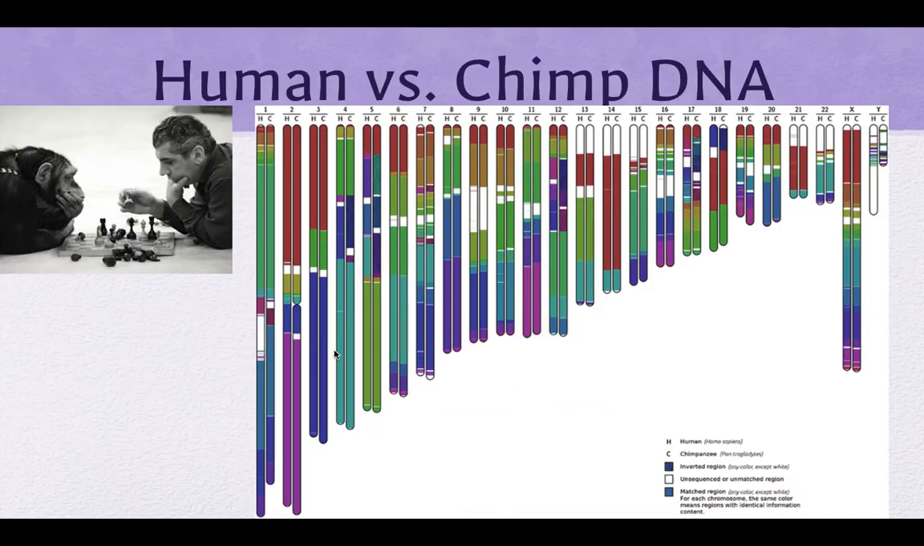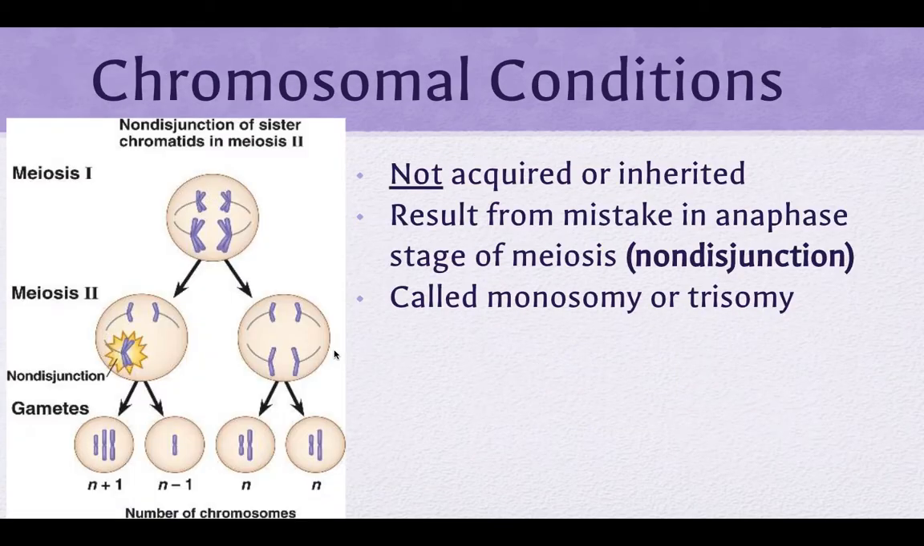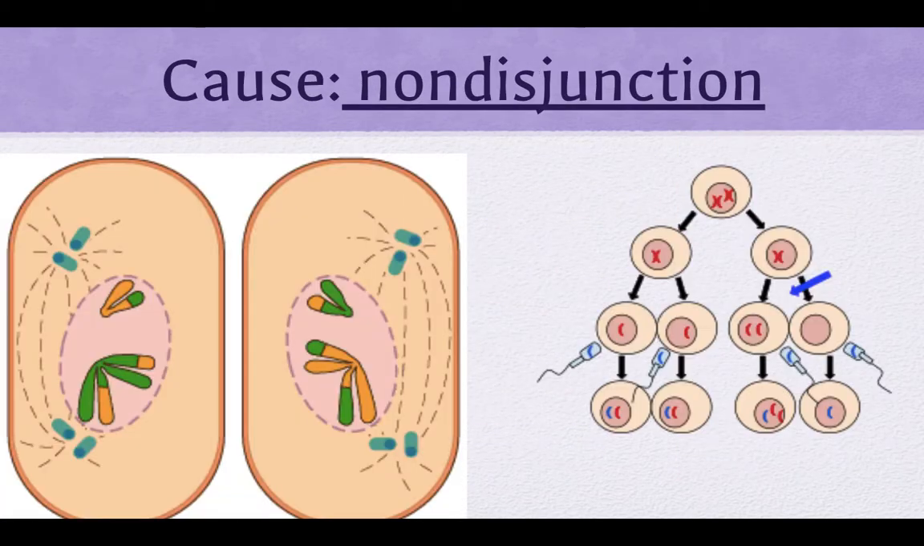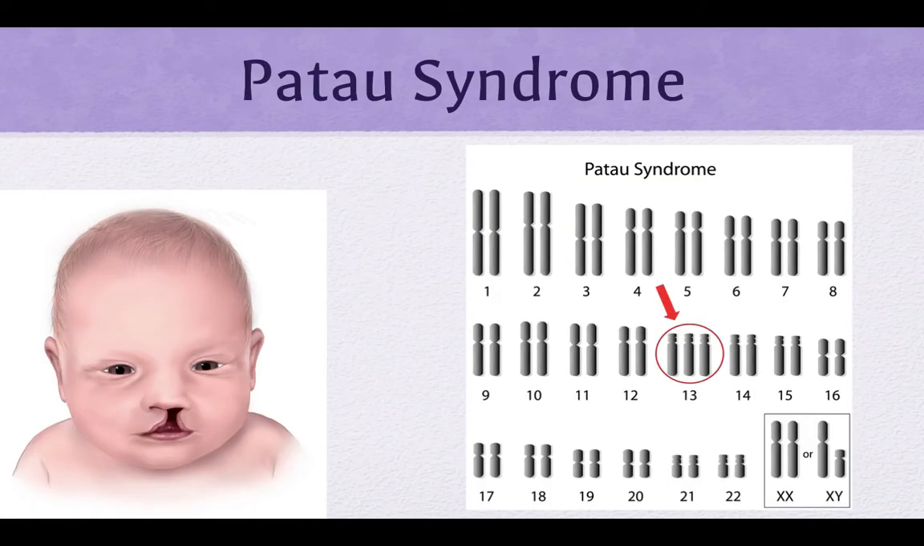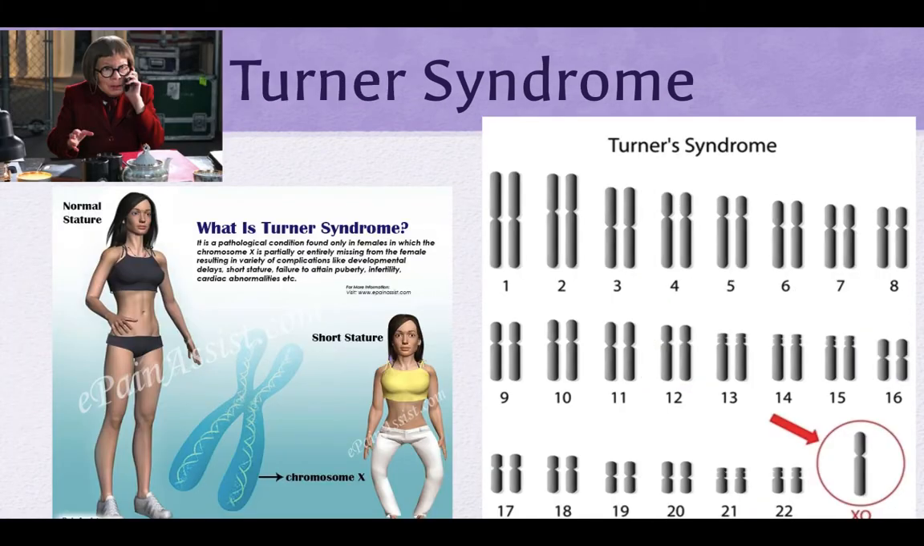So that's what we're going to be talking a little bit about tomorrow in terms of chromosomal conditions like Down syndrome and Edwards syndrome and Patau syndrome and Turner syndrome. We're going to be talking about how those come about.